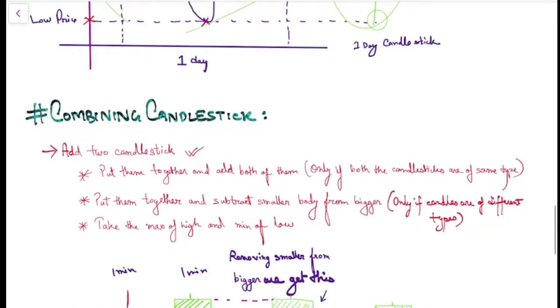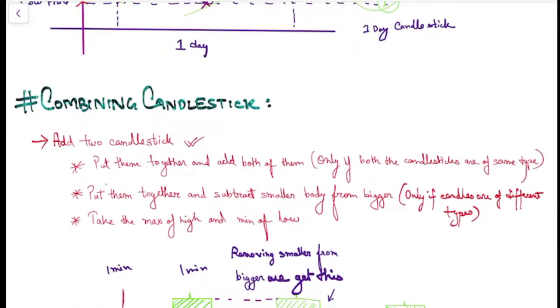For that we have a simple rule: put them together. What is combining of candlesticks? Basically, if you have two candlesticks and you want to make them one, how do you do it? Just combine them. We have a rule. If both of them are of the same type, that is, both are green candlesticks, then just add them. Just take the union of both the candlesticks.